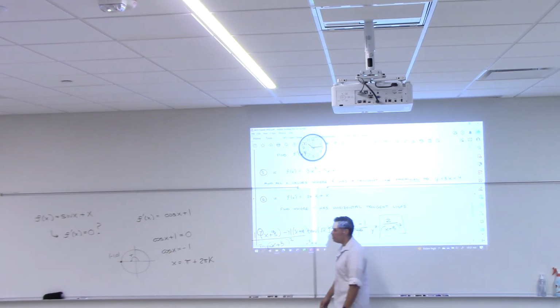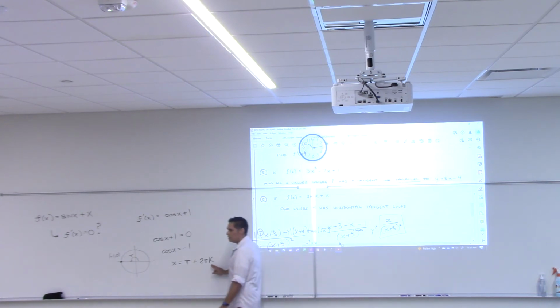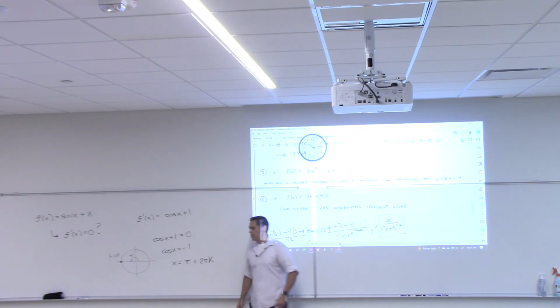That look familiar at all? Yeah? You want plus or minus or just plus? Well, it's implied k is an integer. It can take on negative values, so you don't need to put a plus or minus.